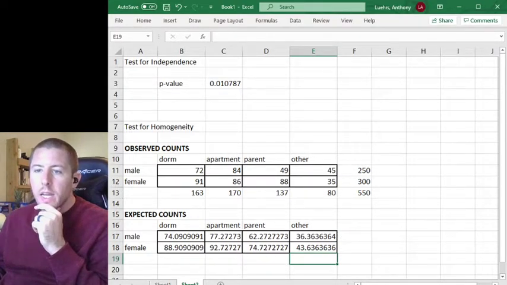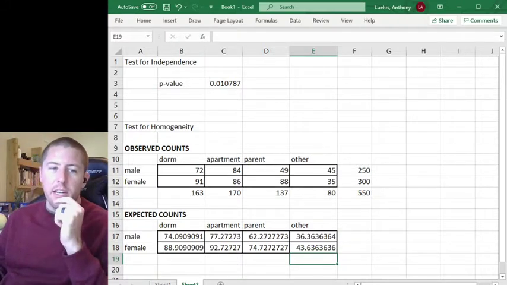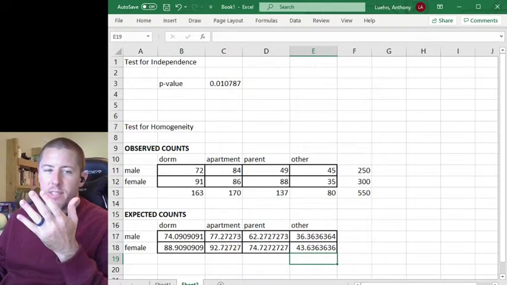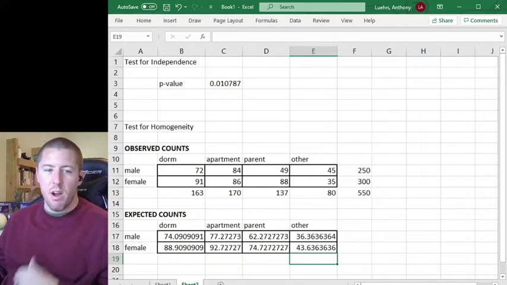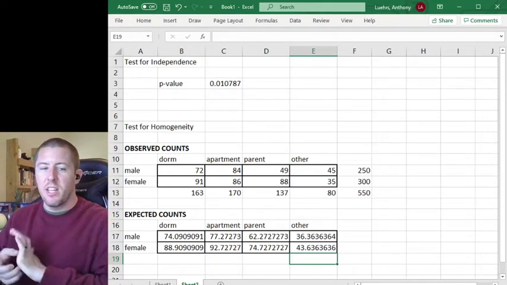Yeah, Claire, good call. So you're making a good call. What are the parts that are staying the same? What are the parts that are being different? The row totals are staying the same across each row. It's the column totals that are changing a lot.